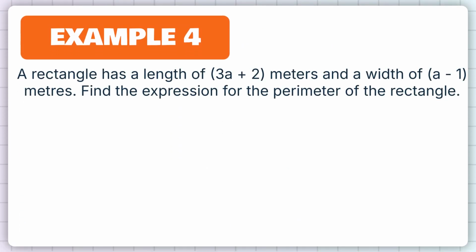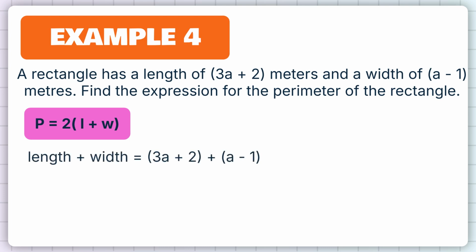Finally, let's apply this to a word problem. A rectangle has a length of 3a + 2 meters and a width of a - 1 meters. Find the expression for the perimeter of the rectangle. Recall that the perimeter P of a rectangle is given by P = 2(length + width). First, let's replace L and W with what we already know. Length plus width equals 3a + 2 + a - 1. Now we will simplify this. This equals 4a + 1.